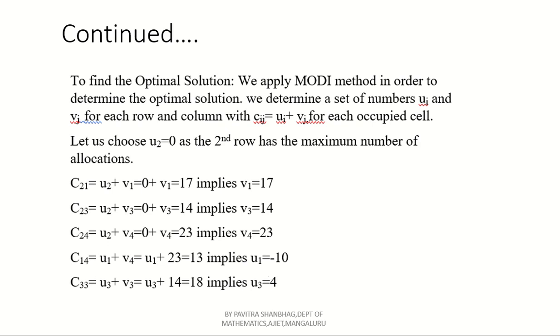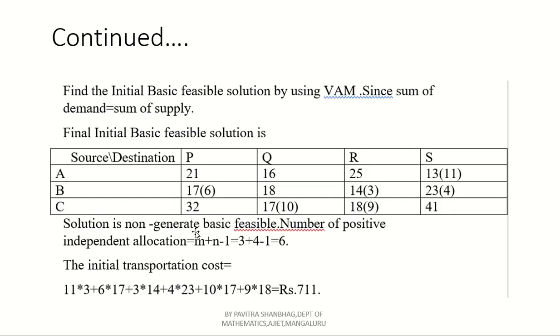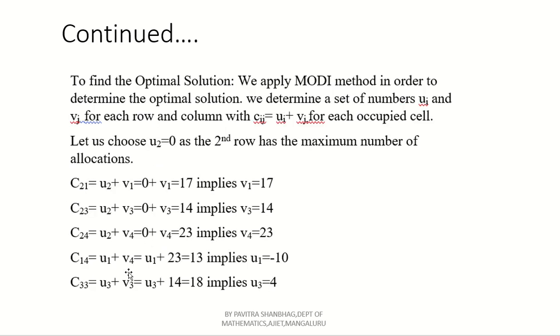Next C33. How to find C33? U3 plus V3. But U3 is unknown. V3 is 14. Now what is C33? Just substitute here. C33, third row, third column is 18, right? Now find out this value. So U3 plus 14 equal to 18. Therefore what is U3? 18 minus 14, that is 4.